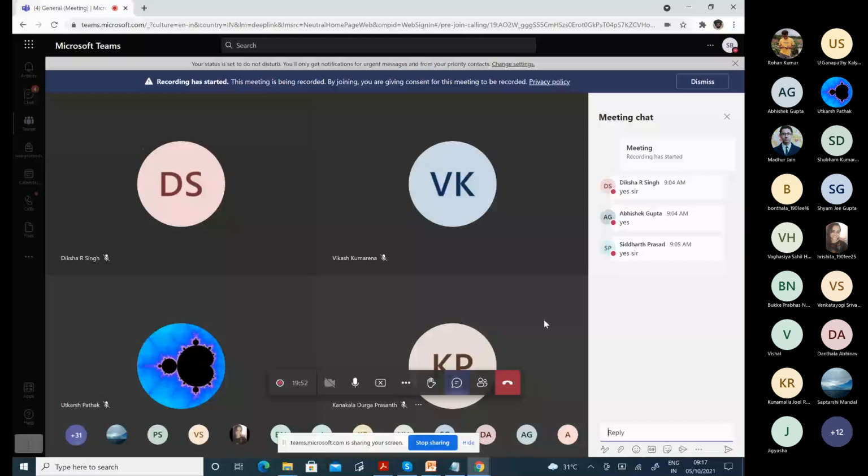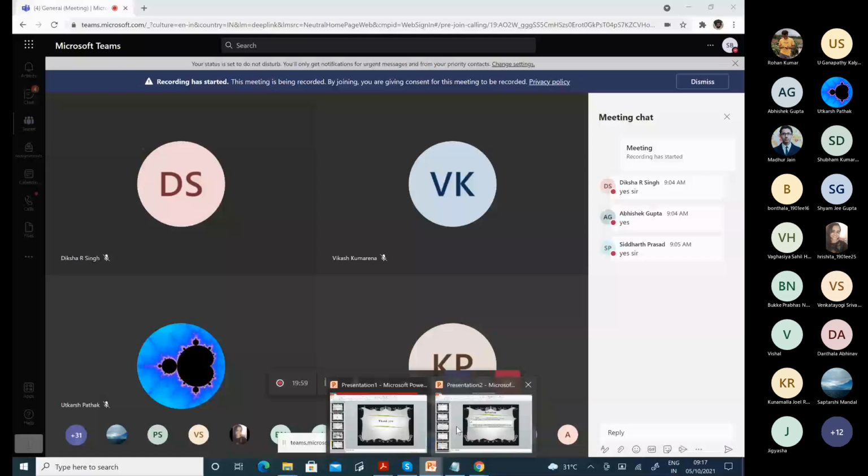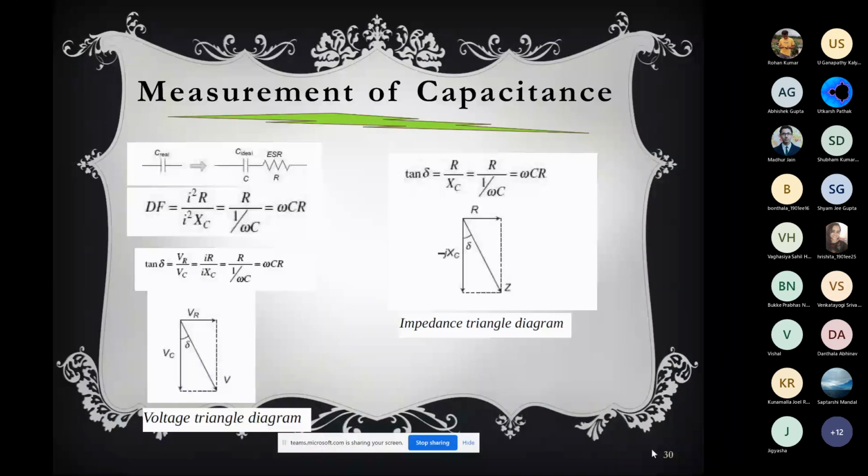So now we'll move to the second part of this section, which is the measurement of capacitance with the help of bridge circuit. Capacitance can be measured in other ways also, but here we are reading the bridge circuit. So here, the measurement of capacitance with the help of bridge circuit.